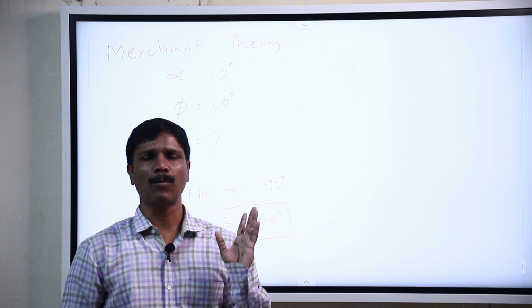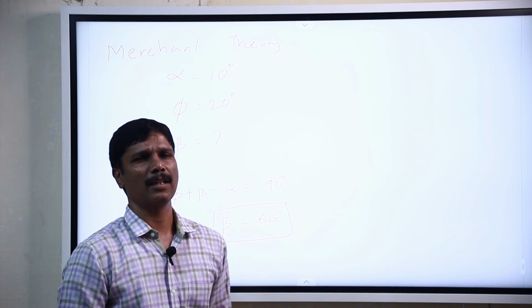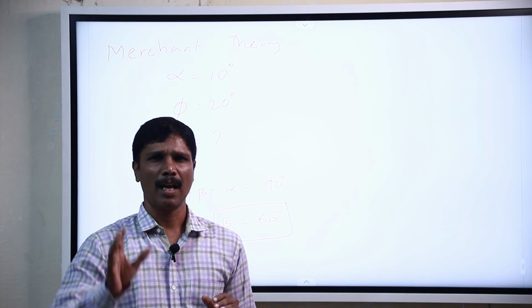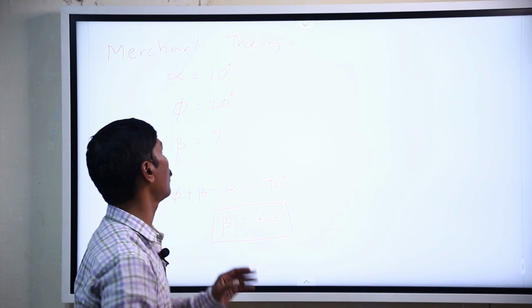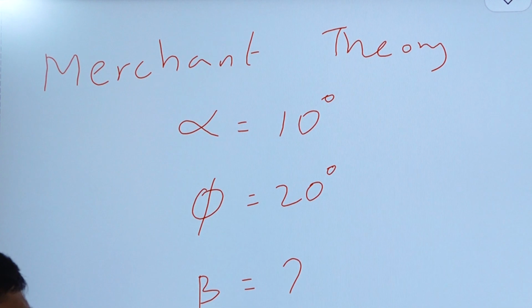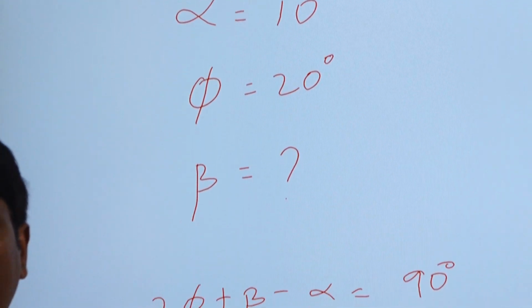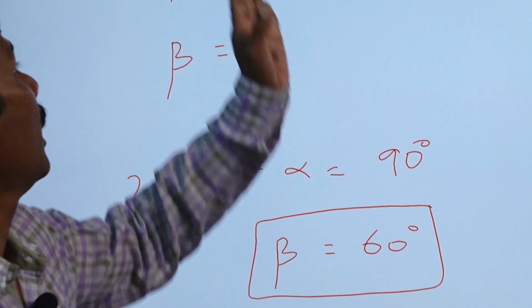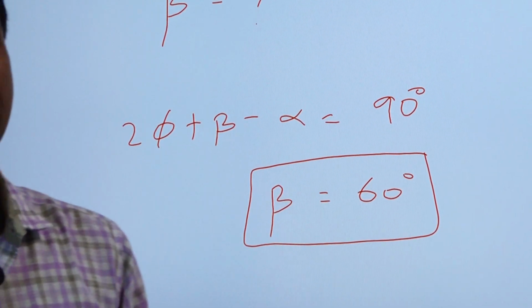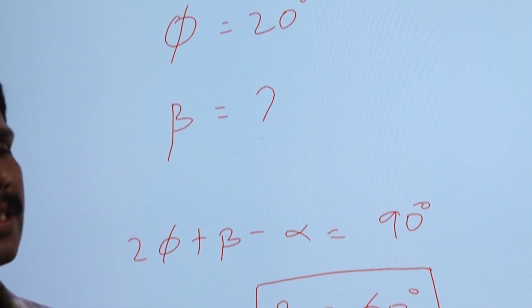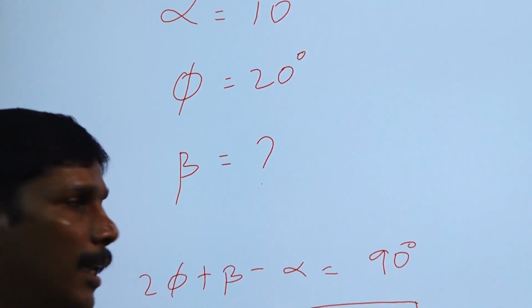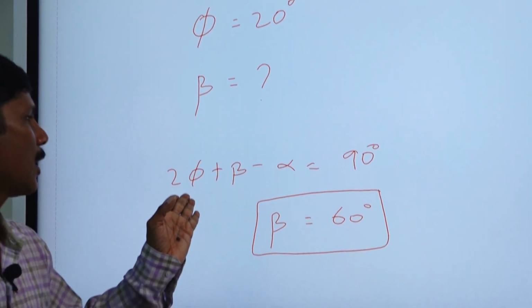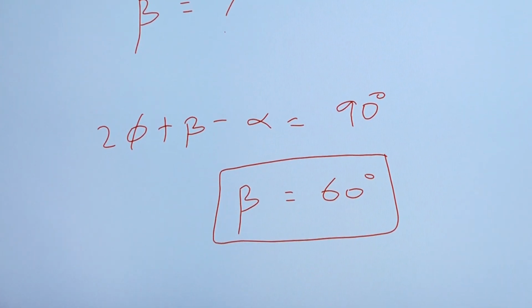We are going to discuss the Merchant theory assumptions. The assumptions are made to convert the complex problem into a simple problem. Here Merchant made the assumption 2 phi plus beta minus alpha equal to 90 degree. Alpha value is given as 10 degree, which is the rake angle. Phi value is given as 20 degree, which is the shear angle. They are asking about the friction angle. If you substitute in this assumption, you get beta equal to 60 degree.